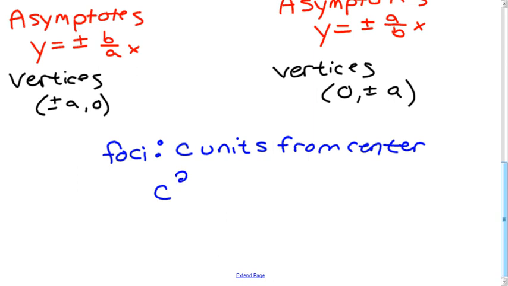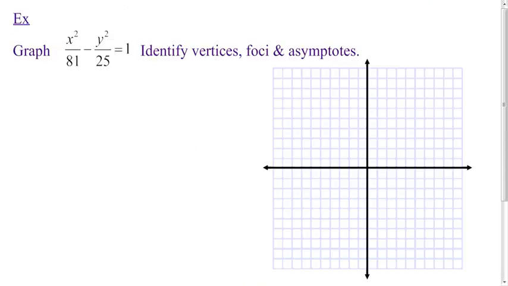And to find C, it's c squared equals a squared plus b squared. Again, a little bit different formulas than what you worked with ellipses, but it looks similar, so be really careful that you don't make that mistake. So we're going to start by looking at an example, and we'll talk about what the a values mean, what the b value means, and how this works graphically as well.